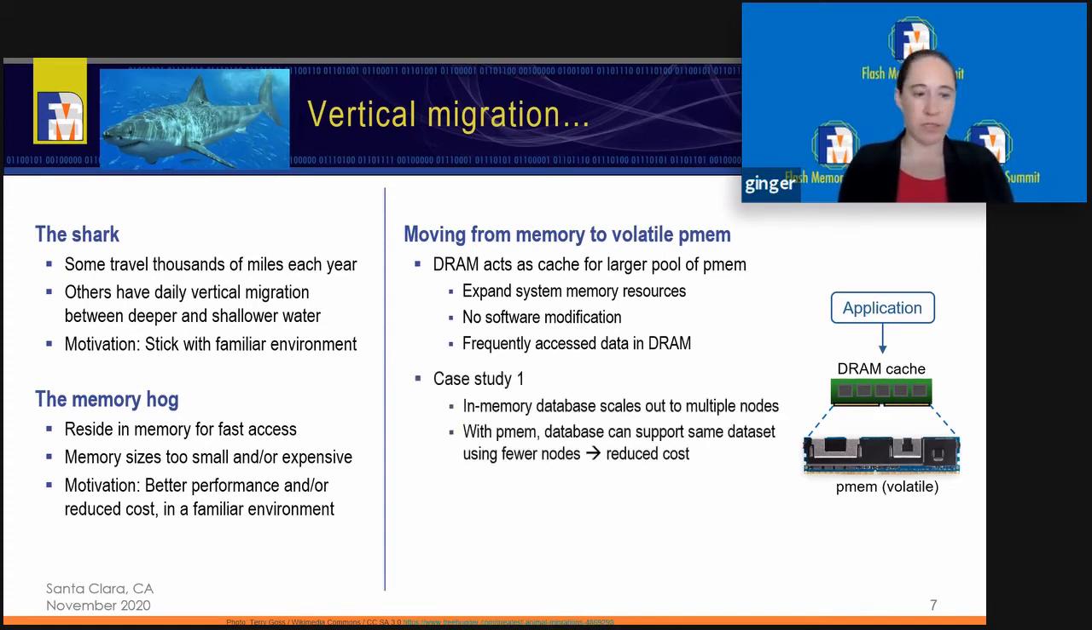So one of the case studies that we've seen with this type of data migration is an in-memory database that can scale out to multiple nodes. With persistent memory, this database can actually support the same data set using fewer nodes. Because each system has a larger pool of memory, you need fewer nodes to store the data. So of course, that's going to be a cost savings for any customers using that database.